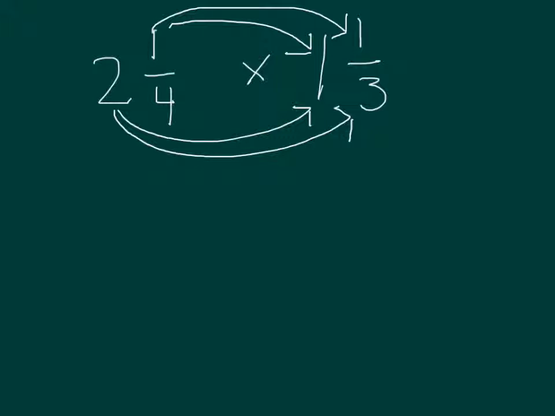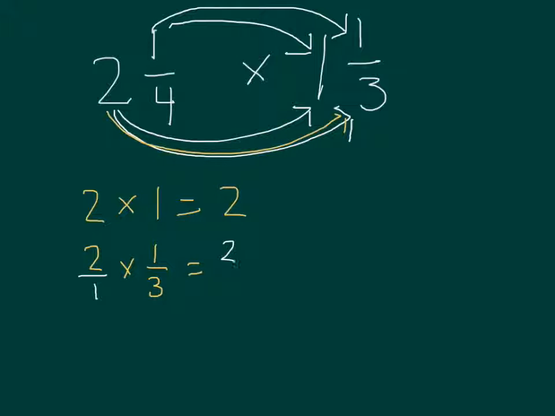Let's start with the first. The whole number 2 times the whole number 1. 2 times 1 is 2. Next I have the whole number 2 times the 1/3. 2 times 1/3. Notice I now have a whole number and a fraction, but I can make any whole number a fraction by just adding a 1 as the denominator, and it's the same value. So 2 times 1 is 2, 1 times 3 is 3.